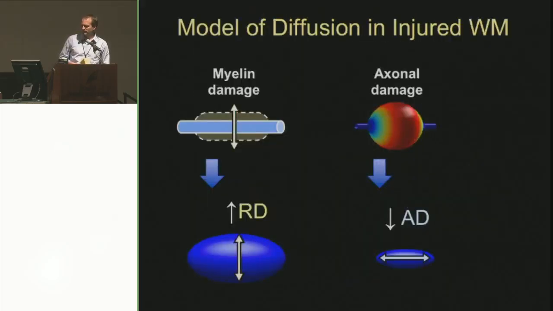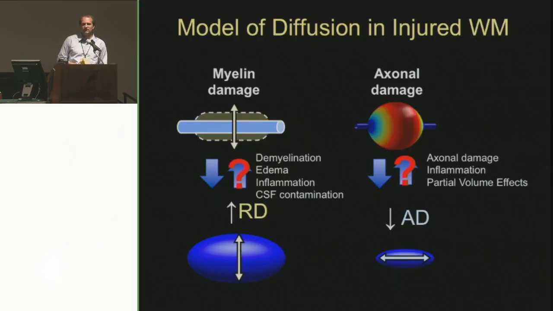So to revise this model of diffusion, I think it's important to point out that yes, if we have myelin damage, or yes, if we have axonal damage, this can lead to a corresponding increase in radial diffusivity or decrease in axial diffusivity. But the corollary is not necessarily true, right? So if we see an increase in radial diffusivity, that doesn't mean we're necessarily looking at demyelination. We have many other factors, including edema, CSF contamination, or inflammation that can contribute to this.